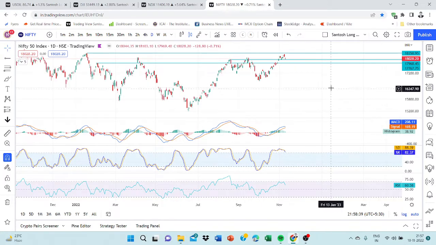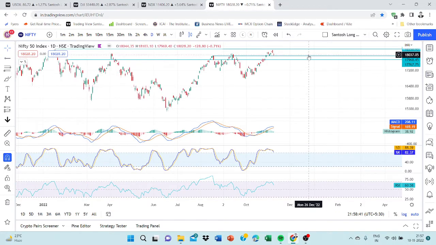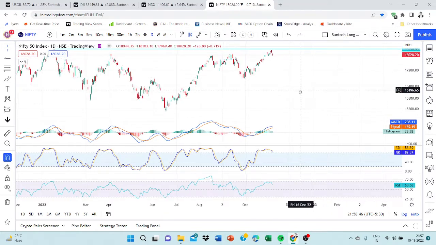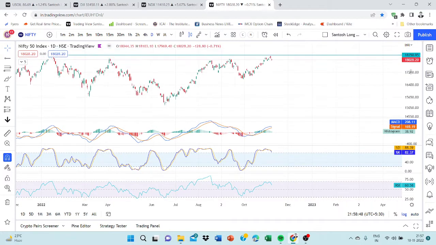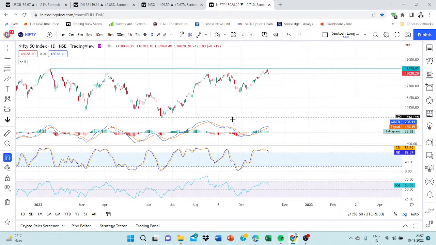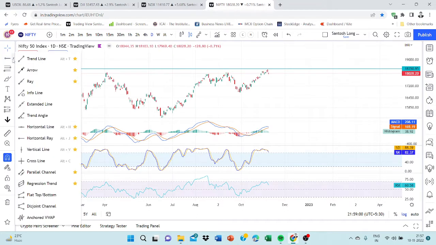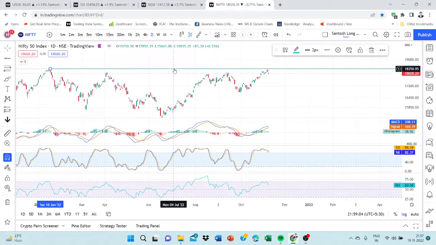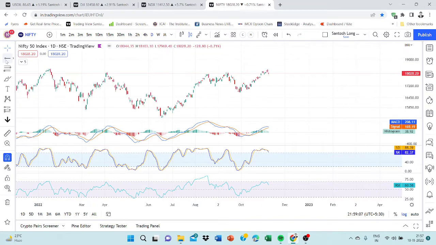Let me draw the divergence so that the picture will be very clear. I am removing this now. There is a divergence in RSI, so Nifty is supposed to move downwards, but as Dow Jones is positive, there will be a gap up tomorrow, most probably. Let me draw the divergence. Before that, let me remove this as well. 18350 is a strong resistance, so keep that in mind for tomorrow.